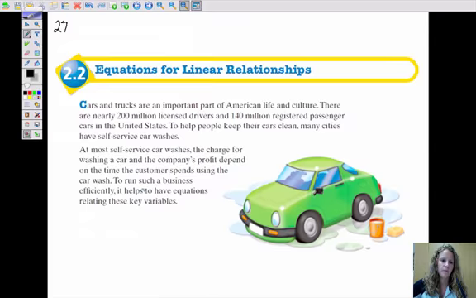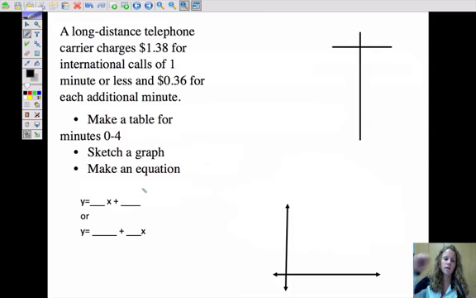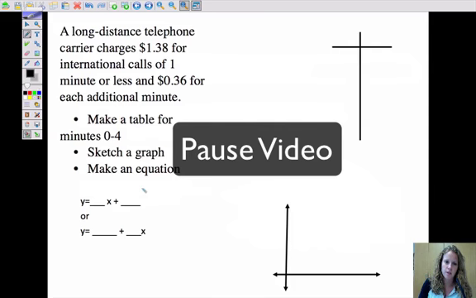All right. Last one here. A long-distance telephone carrier charges $1.38 for international calls of 1 minute or less, and 36 cents for each additional minute. We're asked to make a table, sketch a graph, and make an equation of their cost as the minutes increase. So pause the video and do that.